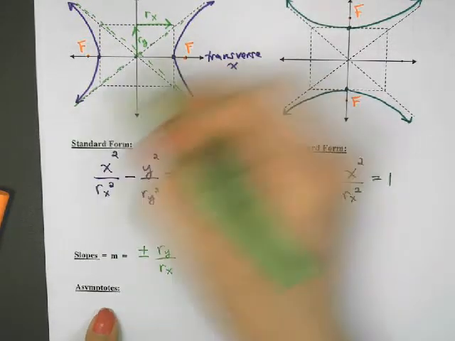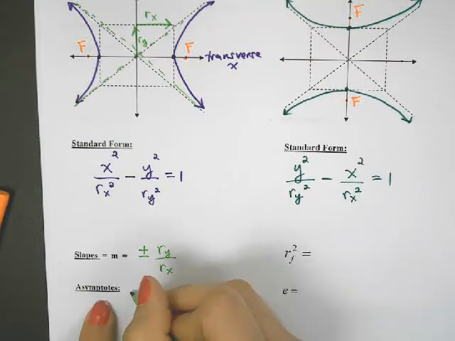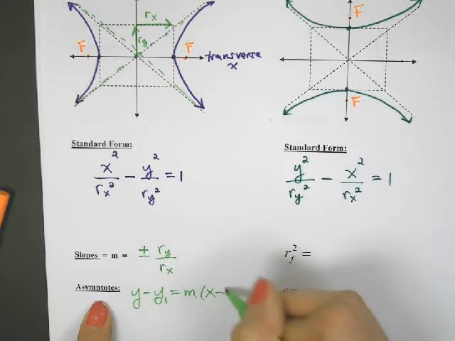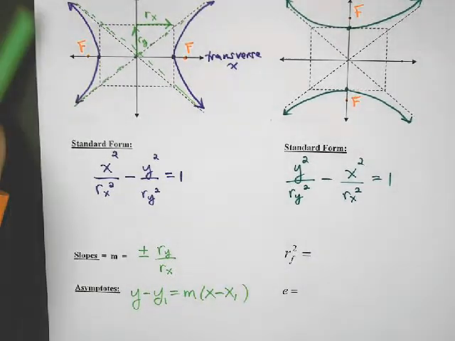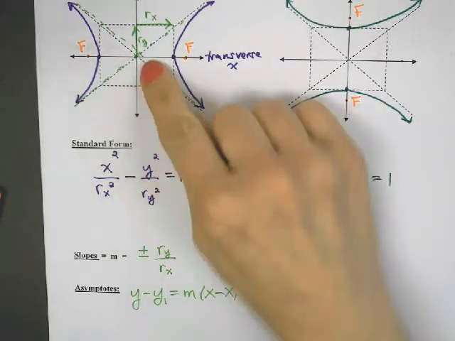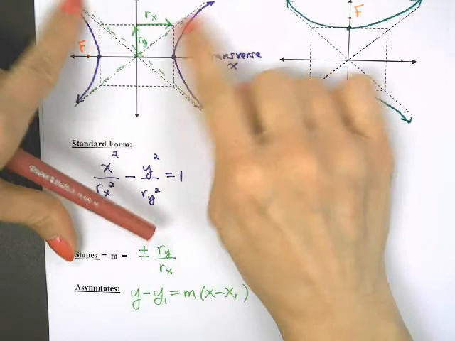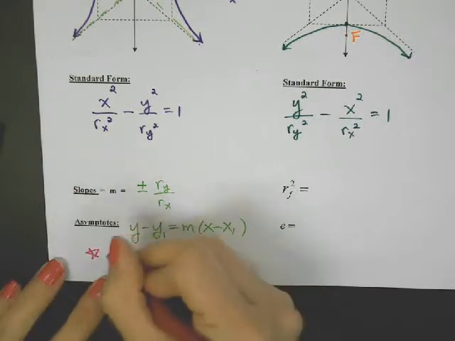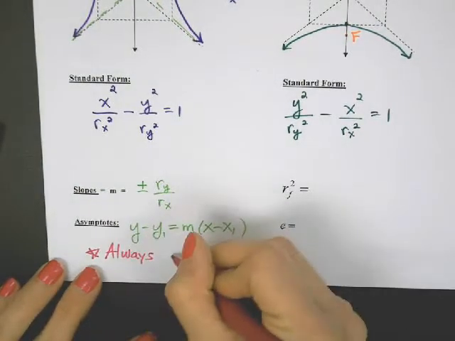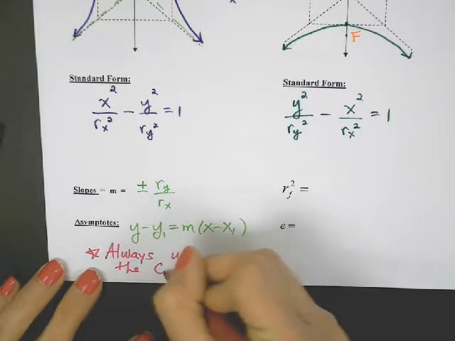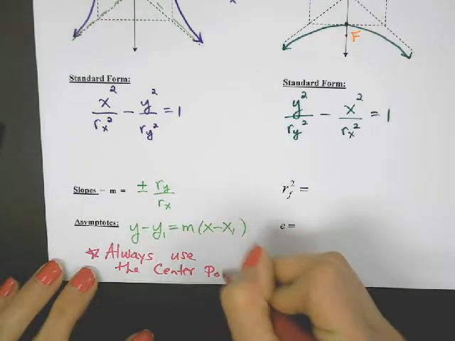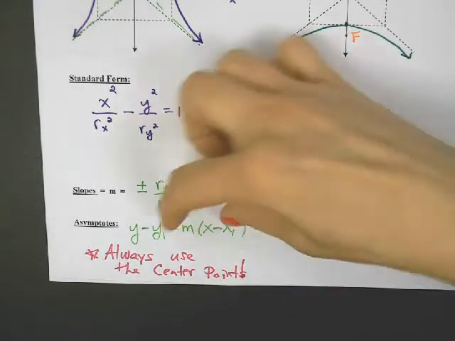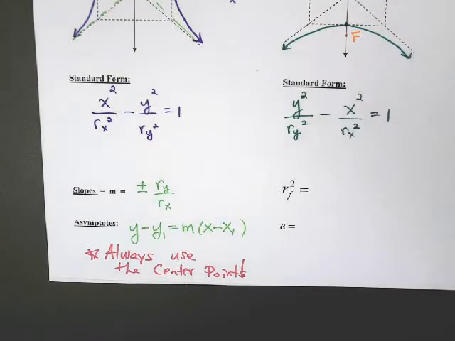How do you get the equation of that? We're going to use point-slope form: y minus y1 equals m times x minus x1. Some people ask, what's a good point to use? Whenever you're looking at a hyperbola, these asymptotes always pass through the center point. So I'm just going to put a little note down here. The best thing to do is always use the center point. It's a great point to use for both asymptotes, and it's a nice way to plug in the point that you need.